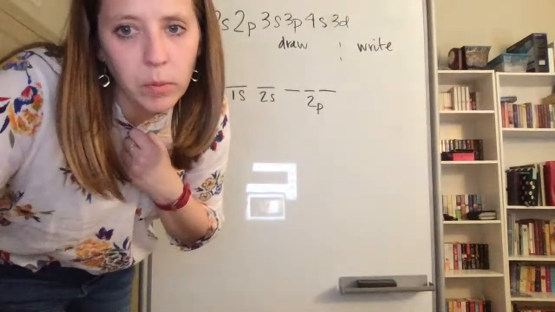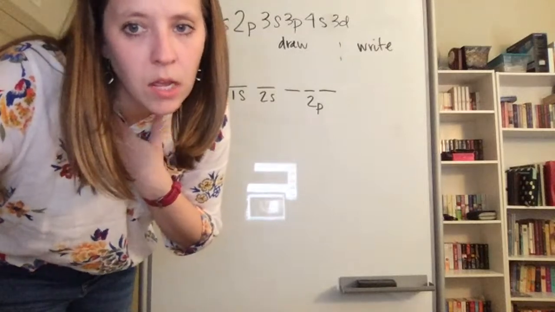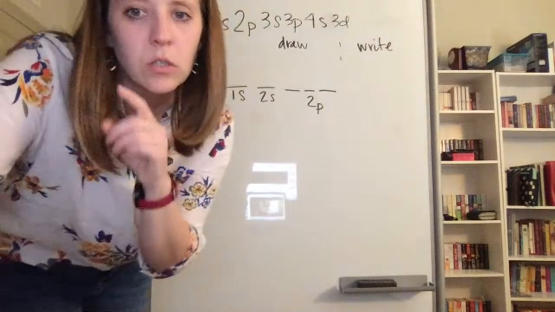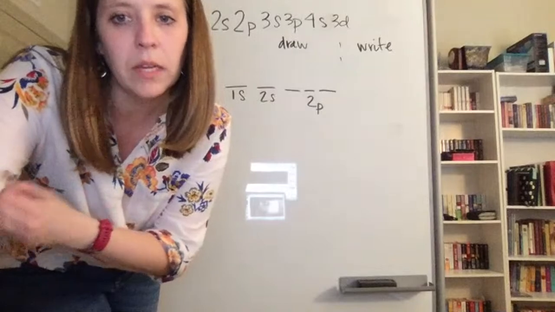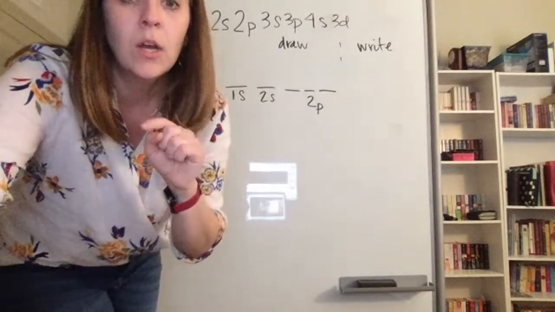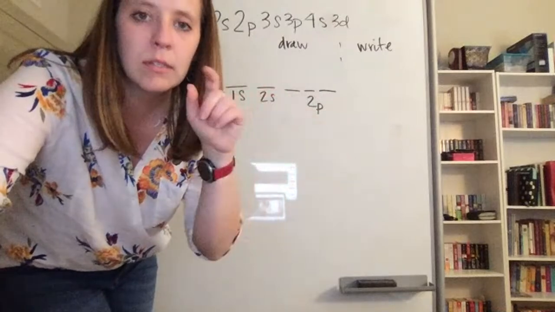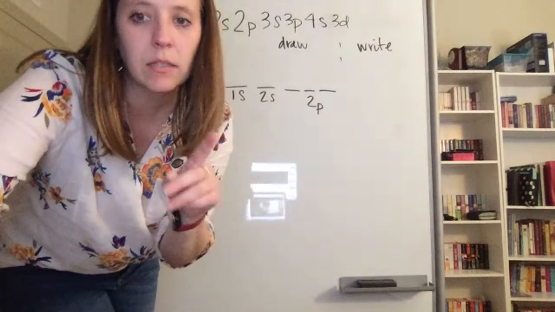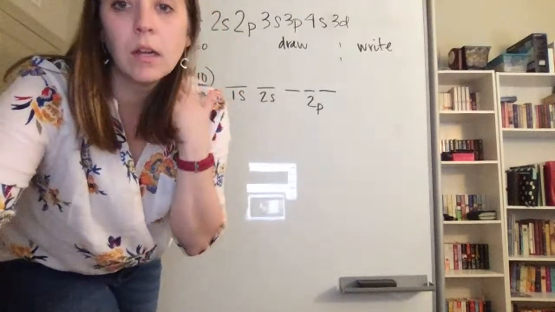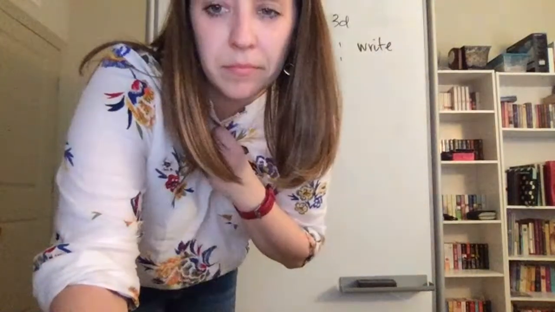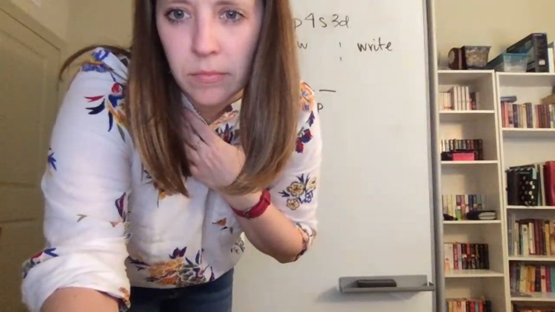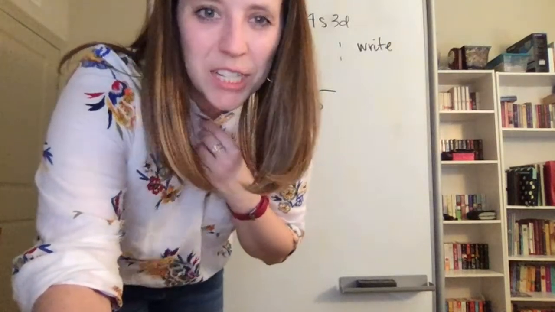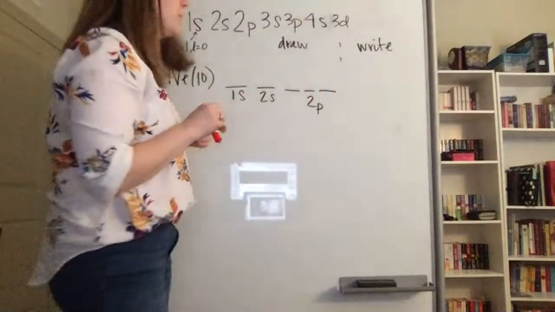Sebastian has a question about the exponents ranging from 1 to 10. So you can have up to 10 electrons in a shell, but the p orbital can hold 6.